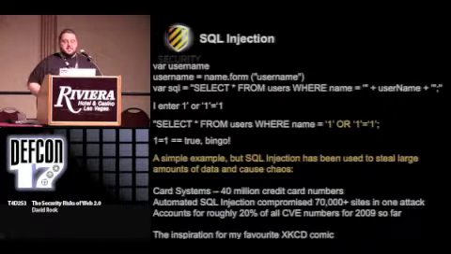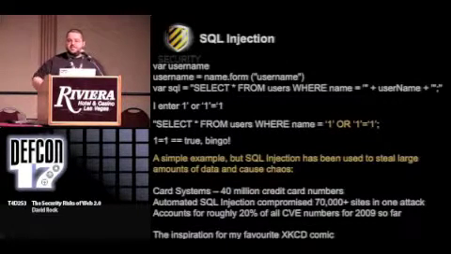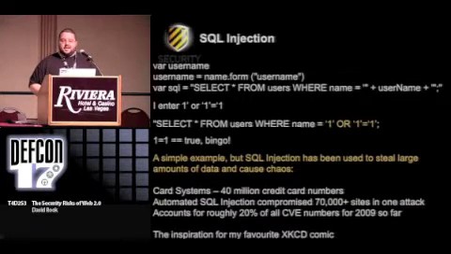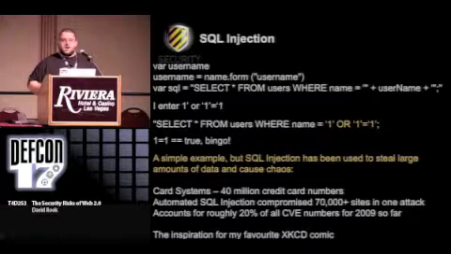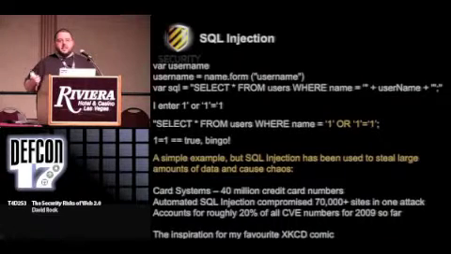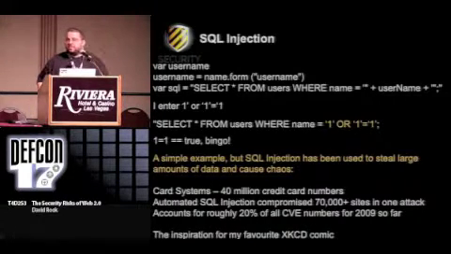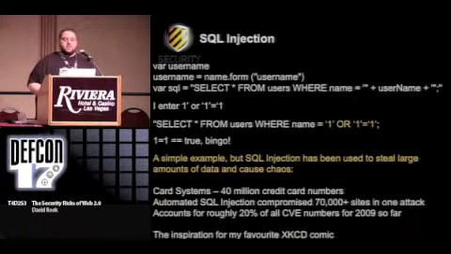So again, that was a simple example, but SQL injection's been used to steal large amounts of data, generally cause chaos on the internet through different means. Card Systems lost 40 million credit card numbers through a SQL injection attack. We've seen automated SQL injection attacks compromise tens of thousands of machines by exploiting vulnerabilities on the desktop. We're going to look at one of these attacks, it's only about a week and a half old, in a minute as well.